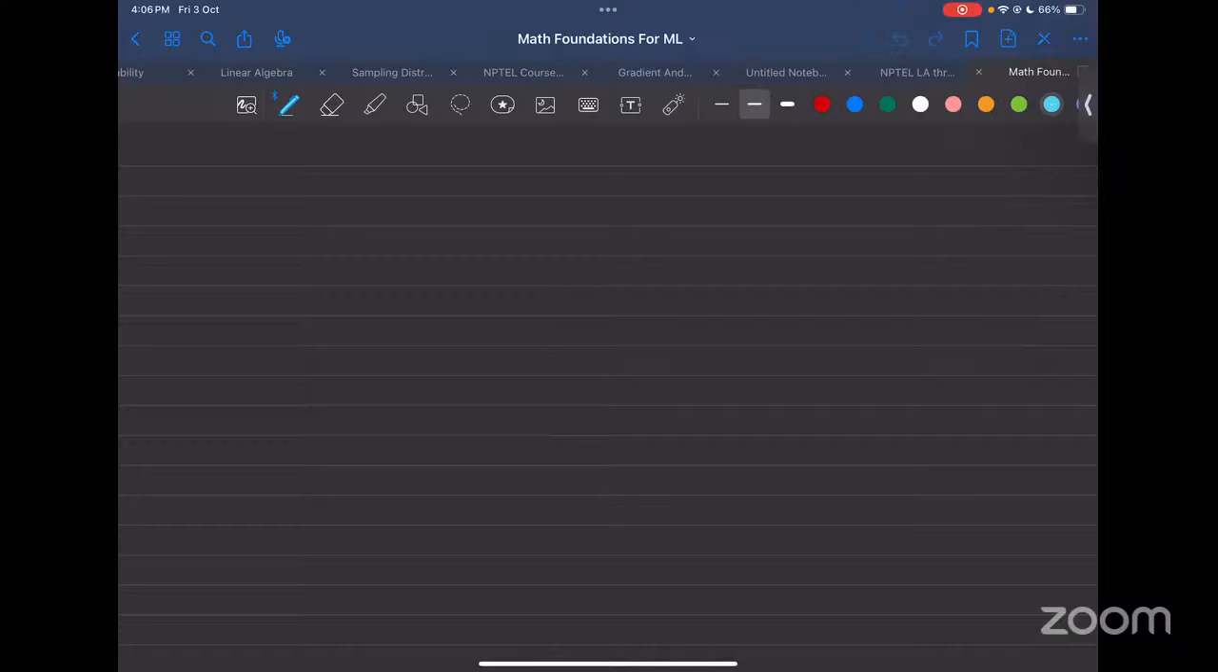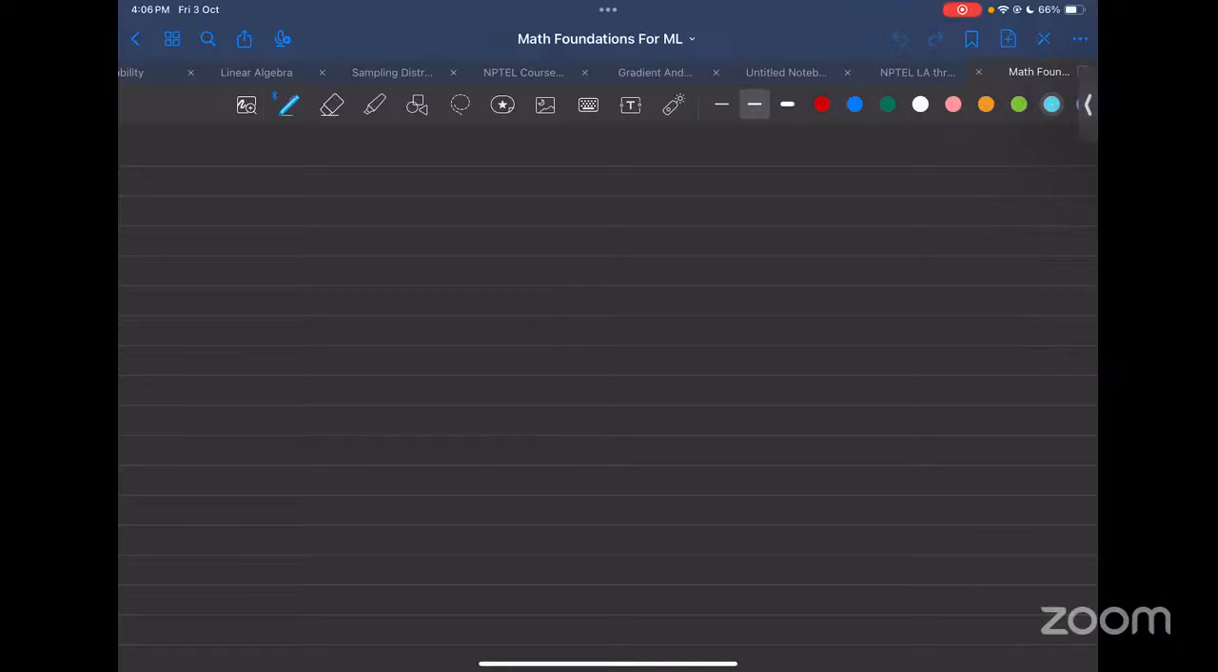Can you provide an example of how to compute the directional derivative and the gradient of a multivariate function? Okay, fine, let's do that. I'll use my screen now. What we'll do is take a simple example and then see what the directional derivative and other things are.